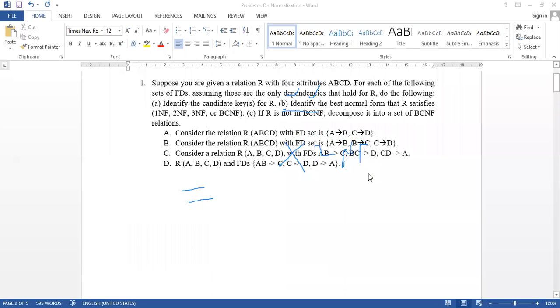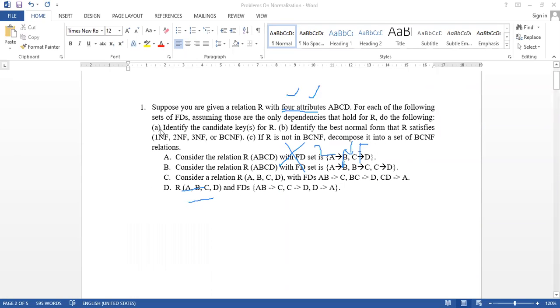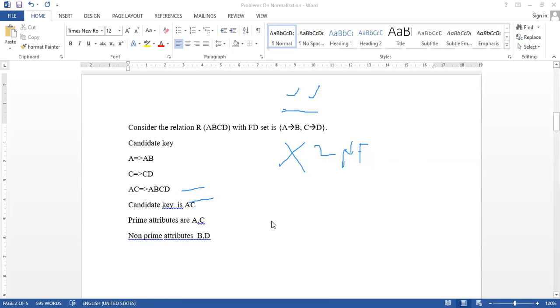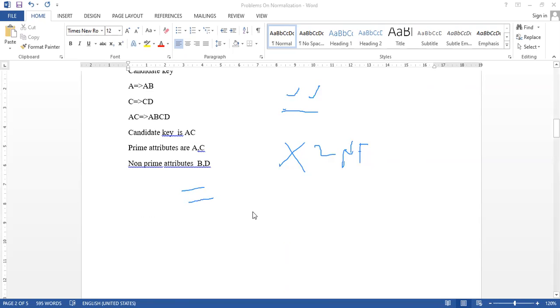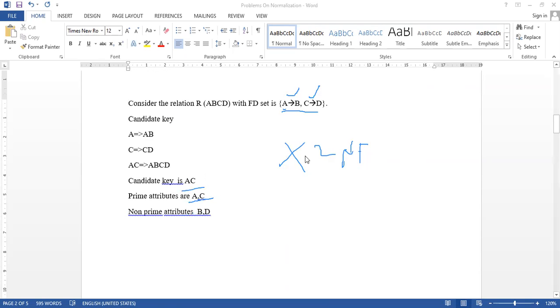So what about the second question? See here. The first point is you have to find out the candidate key. Then you have to identify the best normal form that R satisfies, right? Now it is only in first normal form, so it is not in 2NF, right? So the highest normal form is 1NF. Now, what is the next question? We have to convert this into BCNF, Boyce-Codd normal form. Okay.